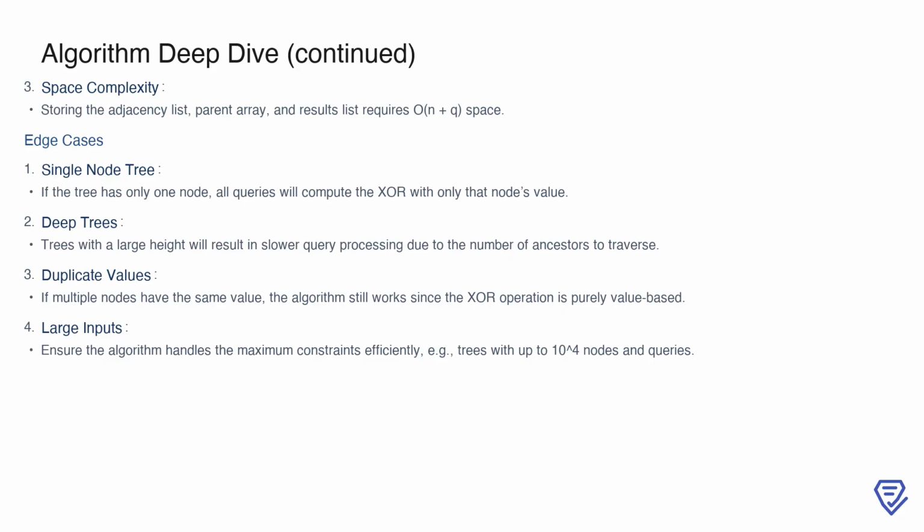Duplicate values in the tree do not pose an issue, as the XOR operation is purely value-based. Lastly, the algorithm is designed to handle large inputs, such as trees with up to 10,000 nodes and queries, ensuring it remains efficient even at the upper limits of the constraints.